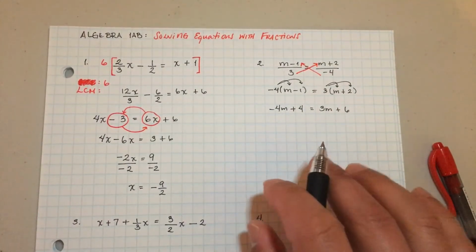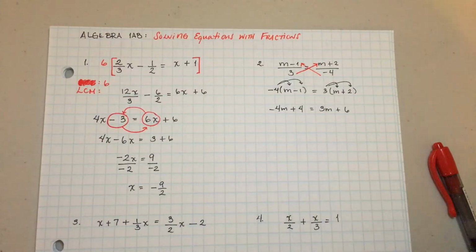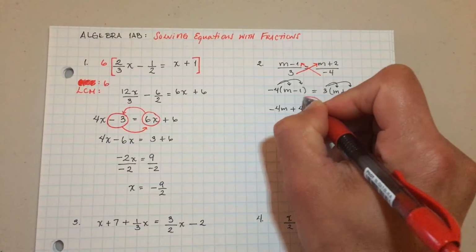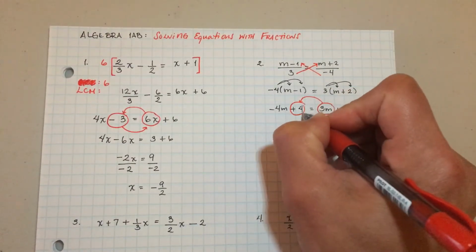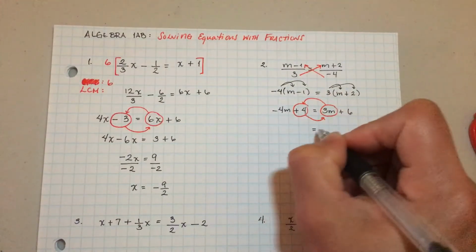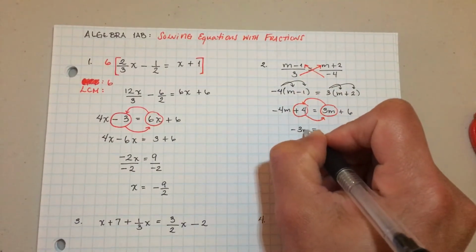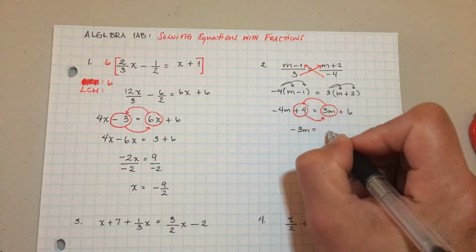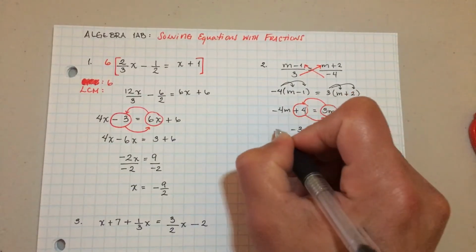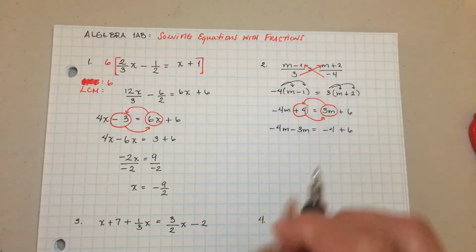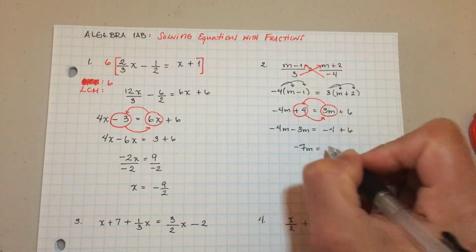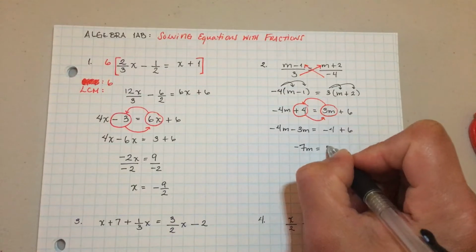Now that I have that, same thing, letters on the left, numbers on the right. This positive 3m is going to become a negative 3m. This positive 4 becomes a negative 4. And then you just bring down the 6. Bring down the negative 4m. Negative 4m minus 3m is going to give me negative 7m. And then negative 4 plus 6, that's a positive 2.